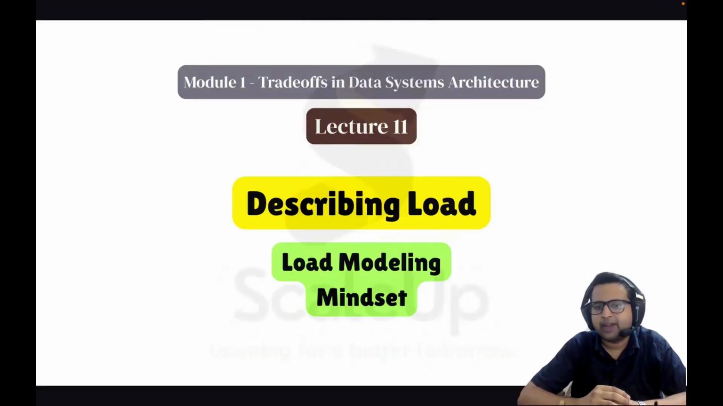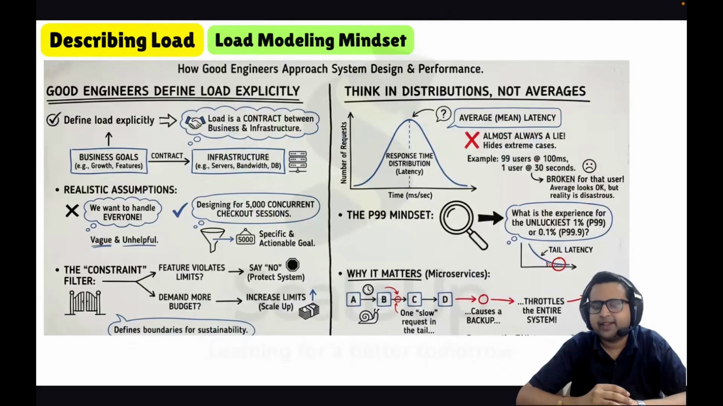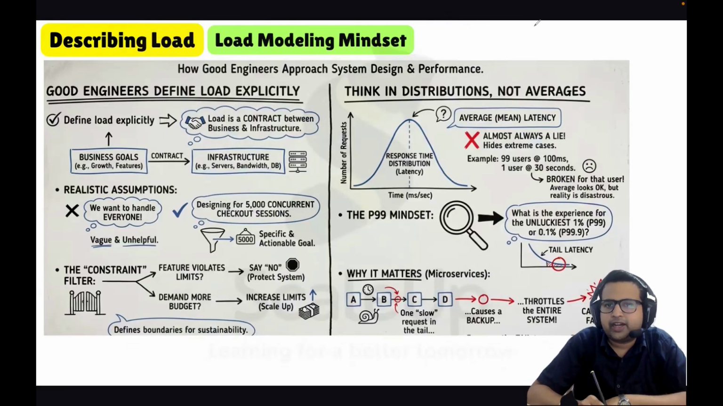Load modeling mindset. Now we will discuss the load modeling mindset. Let us try to understand how good engineers approach system design and performance.